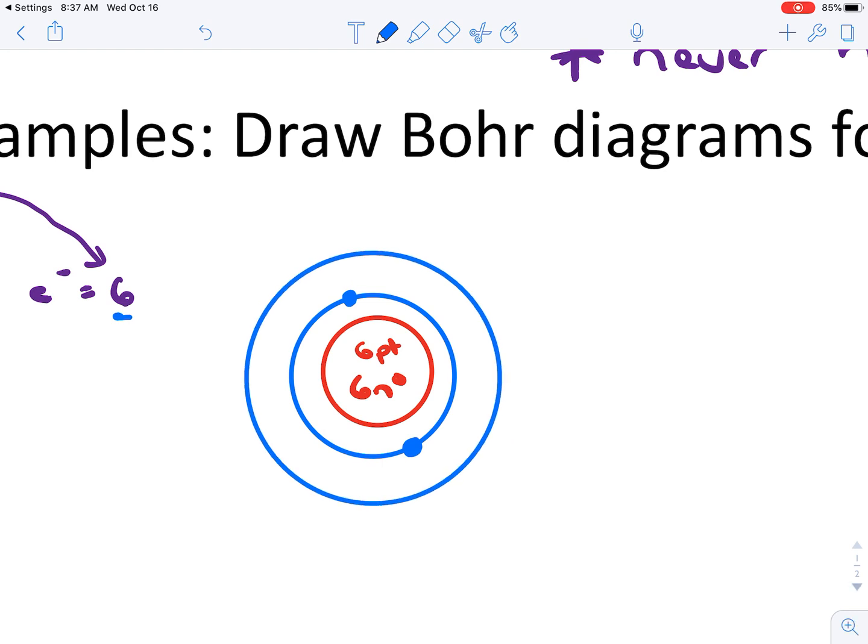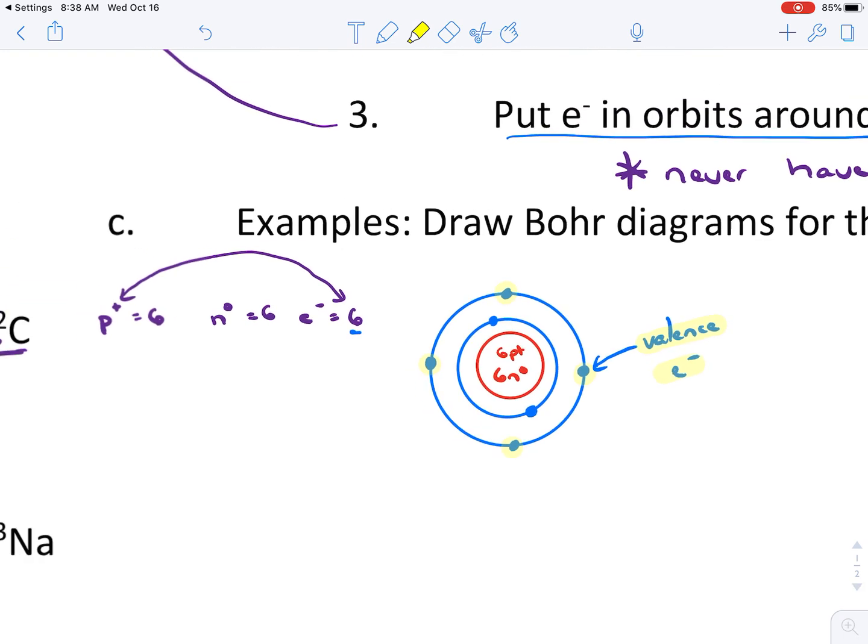And now I can place up to 8, but I'm going to put only 4 because there are only 4. And if we count, we have 6 total electrons. Right? 1, 2, 3, 4, and then 5, 6. And these 4 that I highlighted are valence electrons because they are in the outer shell. So the ones that are highlighted are our valence electrons. Make sense? Let's try another one.